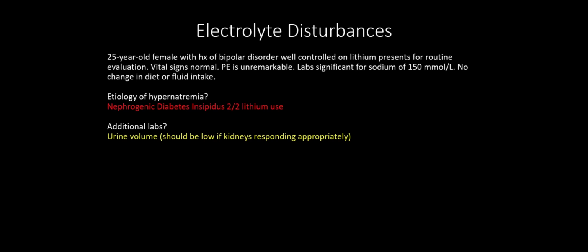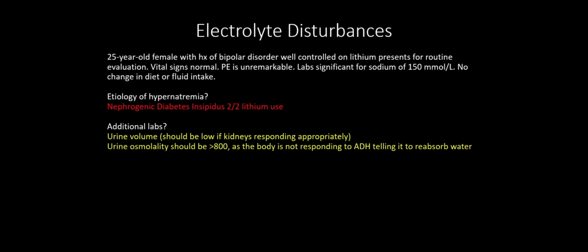So you're going to have this dilute urine when you should be concentrating the crap out of your urine so that you can resorb as much free water as possible to fix that hypernatremia, but you're just not able to do it. So it's inappropriately dilute urine. Like I said, your urine osmolality in this case with hypernatremia should be greater than 800, as the body is not responding to ADH telling it to reabsorb water. So the urine should be greater than 800, and in this case it'll be less than 800, or usually less than 200, I believe, inappropriately dilute because the kidney is not responding to ADH.